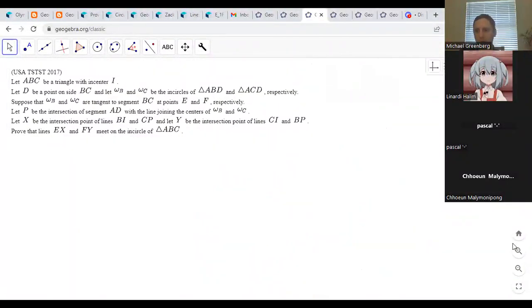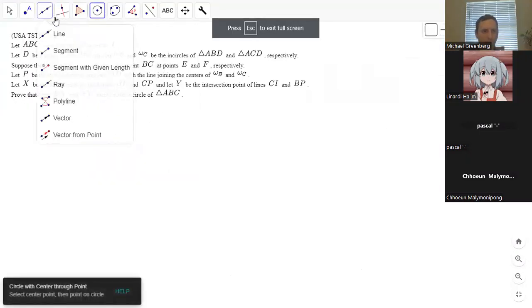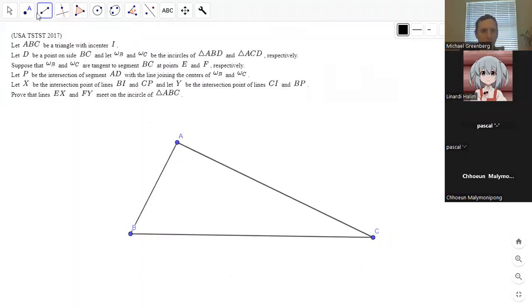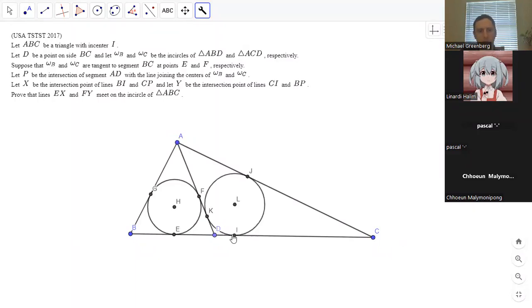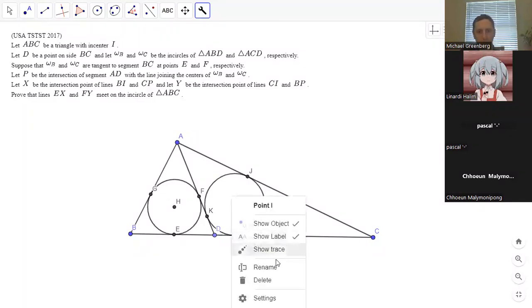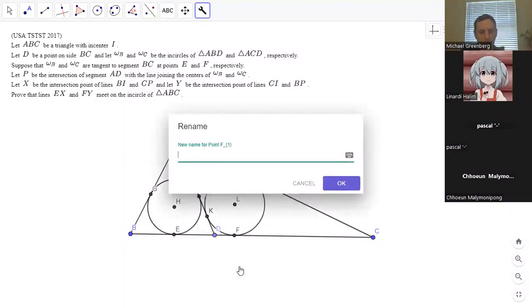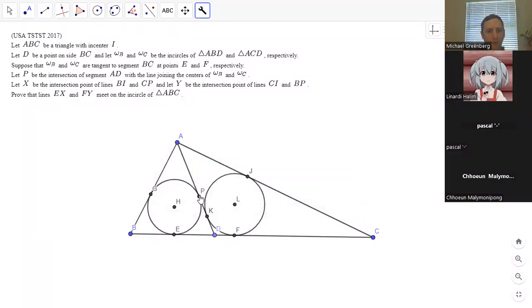This one I think is probably harder. It's 2017, so it's later on, and I feel like incircles are usually harder. So we draw the incircles of ABD and ACD, where D is any point. I'm going to have to rename some things. I got lucky that this was E, but this I'll rename F. And what should I call this? P. Oh, but there's already a P, so I'll call it R. Let P be the intersection of AD with the line joining the centers.